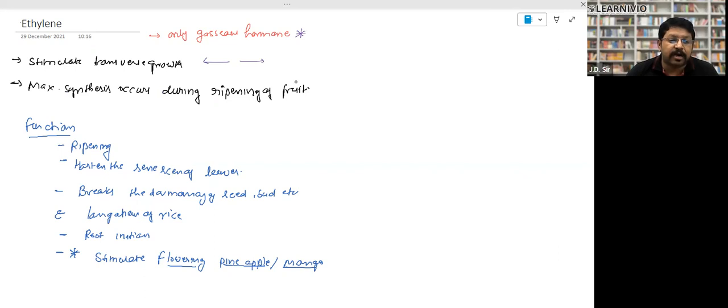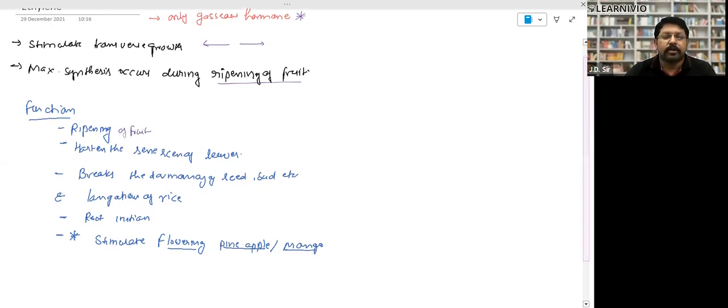Maximum ethylene occurs during the ripening of fruit. When the fruit gets ripened, formation of ethylene takes place. It is responsible for ripening of fruit. You know, nowadays suppose you have to ripen bananas. You have one truck of bananas, and a complete room is filled with the bananas.